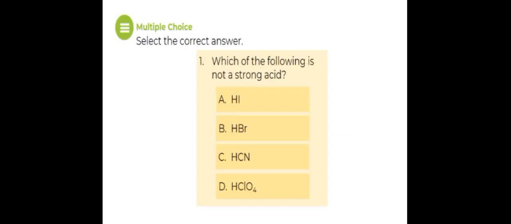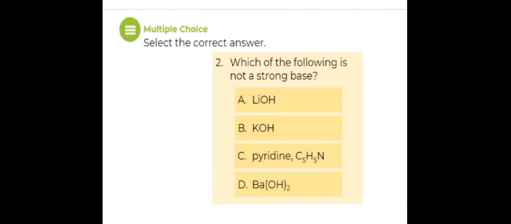Acid-base equilibria and salt equilibria. Part 5. Strength of acids and bases. Select the correct answer. 1. Which of the following is not a strong acid? A, B, C, or D? Number 2. Which of the following is not a strong base? A, B, C, or D?